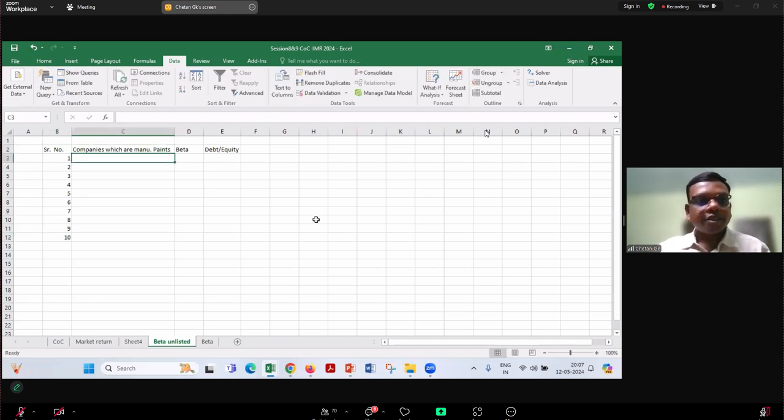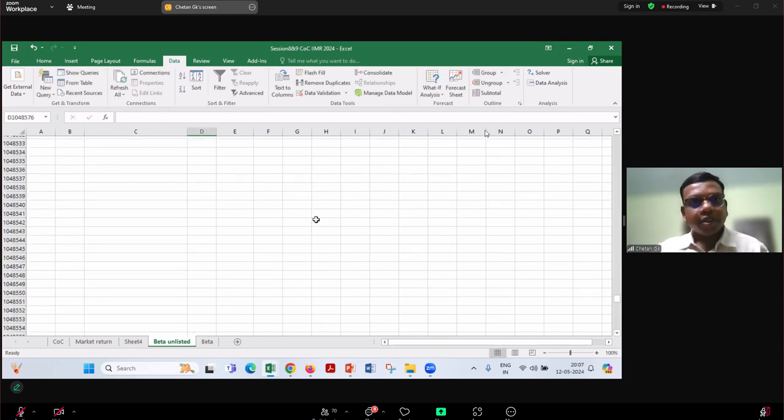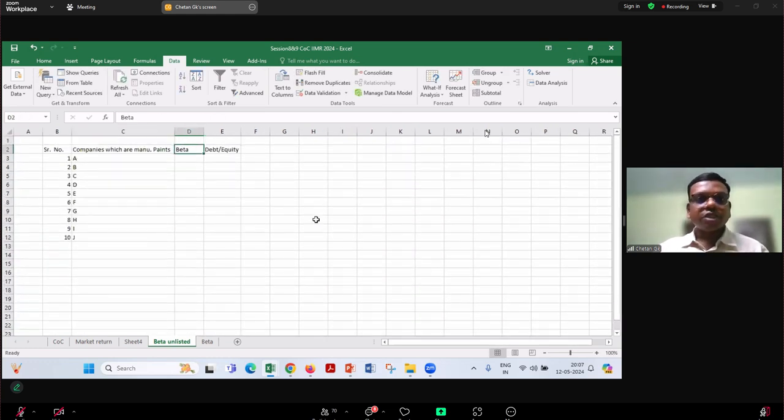Okay. So assume that these are companies, names are actually A, B, C, D, E, F, and so on. So these are the names of the companies I'll be taking up. What I should do is take up the betas of all these companies. Right now, what is the beta of these companies? So regression beta, you can actually compute regression betas, and nowadays it is available on Moneycontrol and all that. You can actually take that.